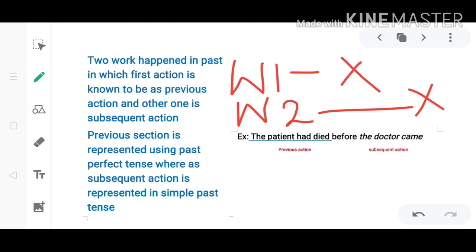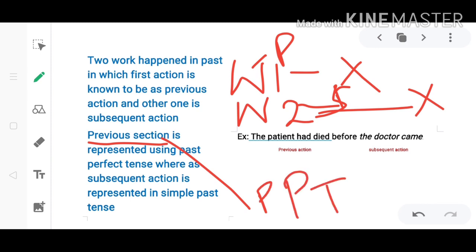So the work which completed first is known as the previous action and the work which completed after this is known as the subsequent action. You have to remember, when two works happened in the past in which one is completed before the other, the one completed before is the previous action and the one completed later is the subsequent action. The previous action we will represent using past perfect tense. For more clarity, you can see the example.